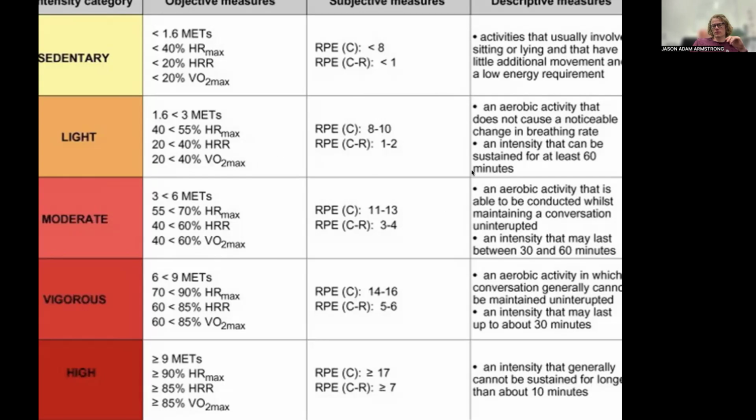These are not perfect measures, and I don't know that I necessarily agree with them all the time, but it's a good starting point for prescribing, especially if you're going to prescribe using these subjective measures. Okay, if you want to prescribe exercise using more objective measures, these are also good starting points, and they match up pretty closely with what ACSM recommends.